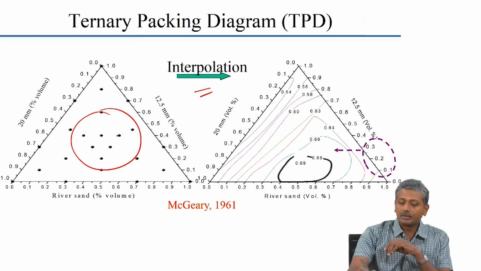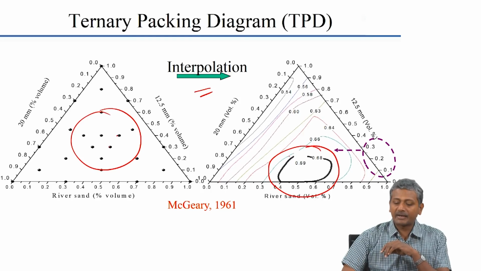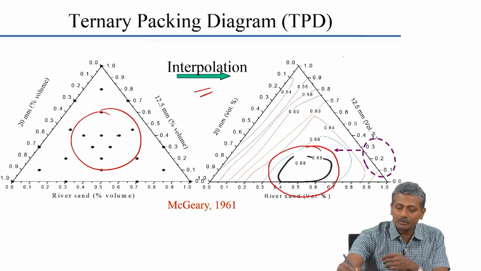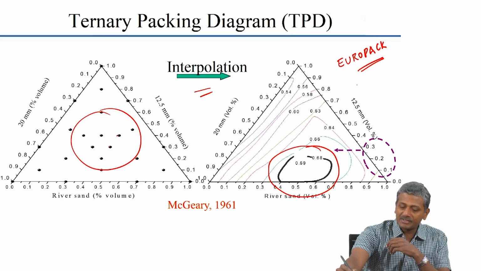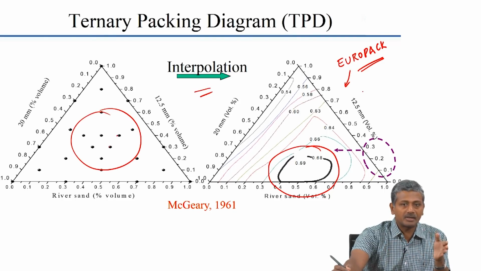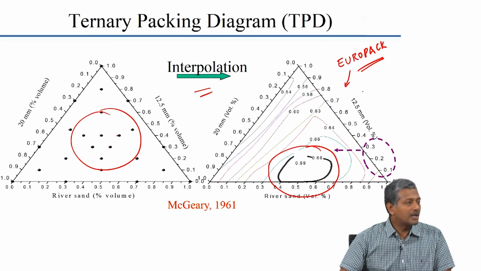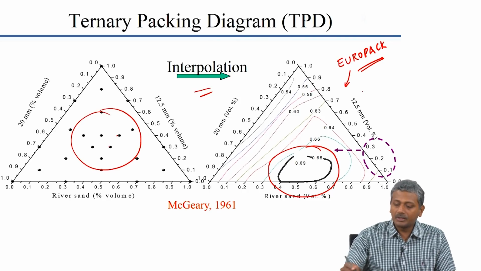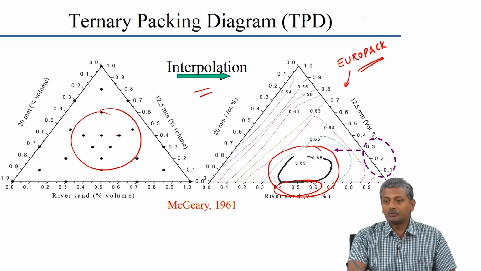Based on this interpolation, the contours representing the packing density were worked out, and the zone where maximum packing density was obtained was easily identified by this software. Now, this software which I talked about in the last class, Europack, which I said was commercially available for a price, essentially does the same thing. It takes the particle size distributions of the individual aggregates and does a mathematical interpolation to combine them and get the suitable packing density when you mix different types of aggregate together.